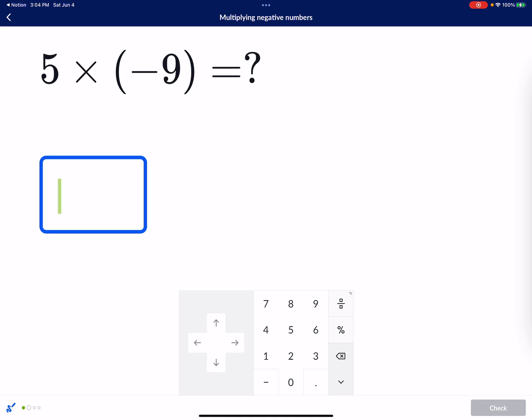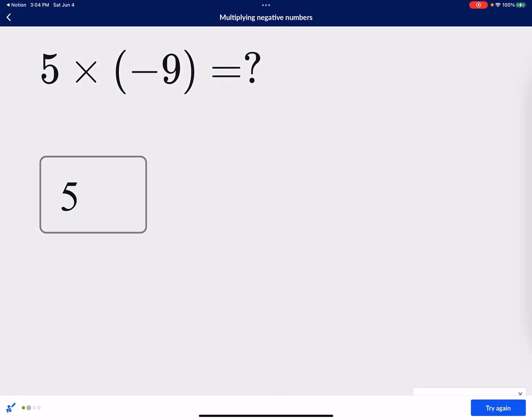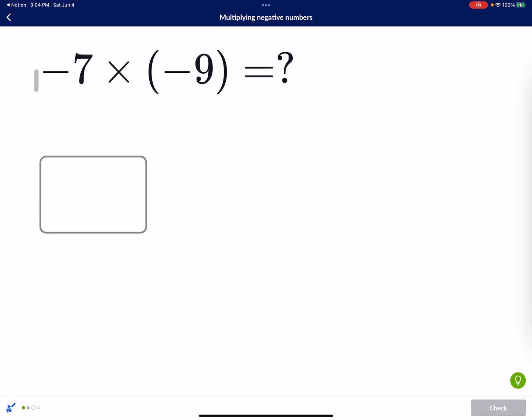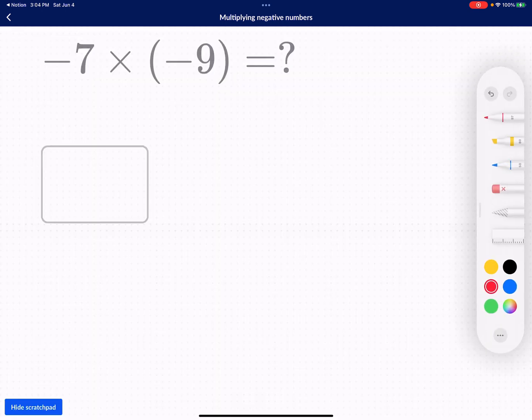And for these problems, I want you guys to do the ones that have only negatives in them. Okay, two negatives. Not the one with one positive and one negative. So like this one. This one is going to take a lot of time because we're going to have to draw a whole bunch of 0 pairs here. But this is going to be take away 7 groups of 9 negative counters.